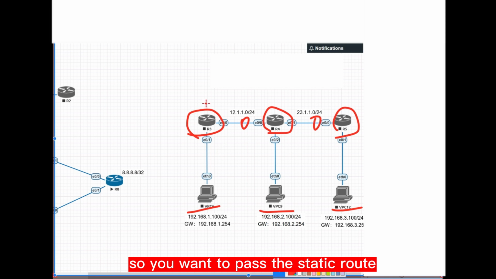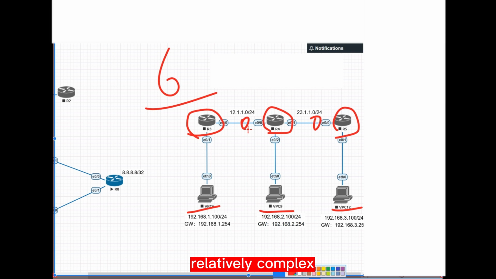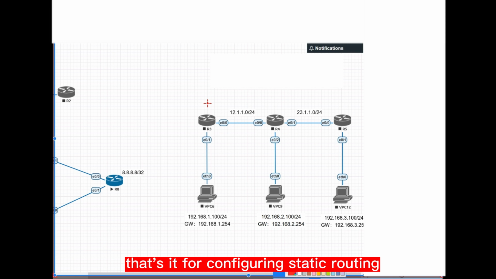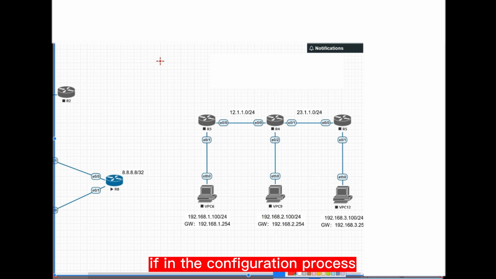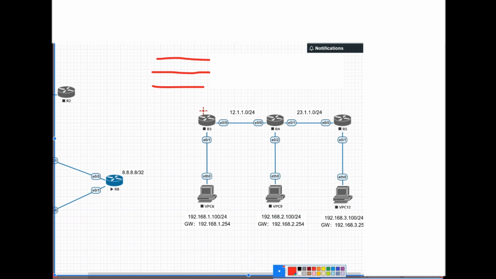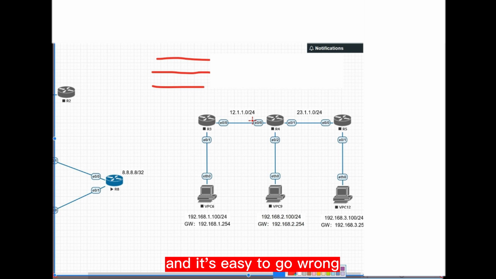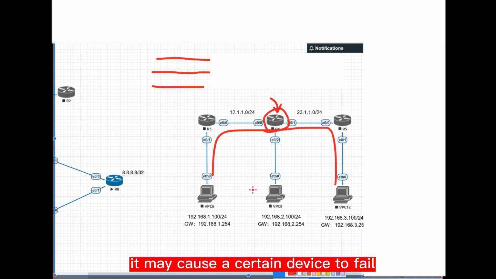So if you want to pass the static route, to ping all 6 devices in the whole network, it is relatively complex. There are not many network segments. That's it for configuring static routing. In the future, if there is more equipment in the configuration process, meaning you want to connect the whole network, it is very complicated to use static routing. And it's easy to go wrong. And you will find halfway maybe on a device, the configuration of a static route is missing. It may cause a certain device to fail.